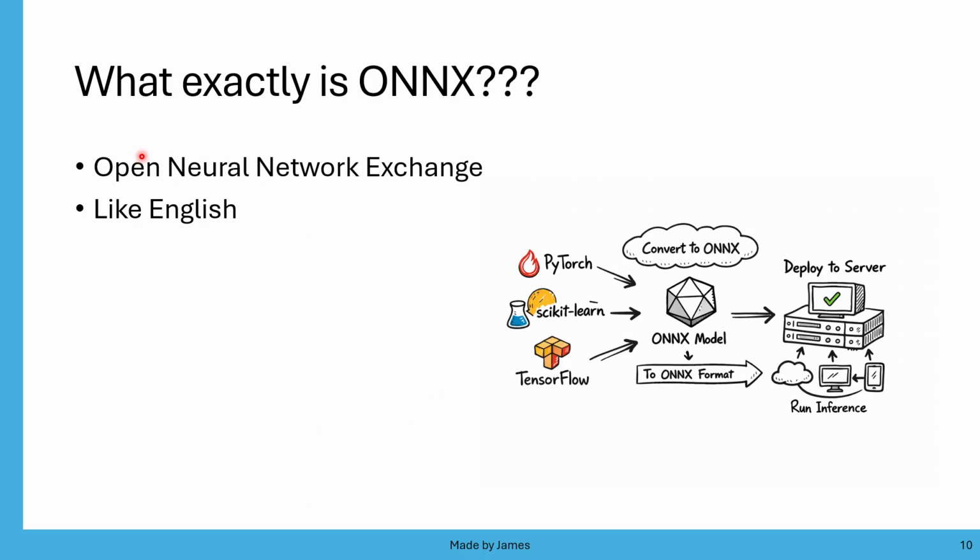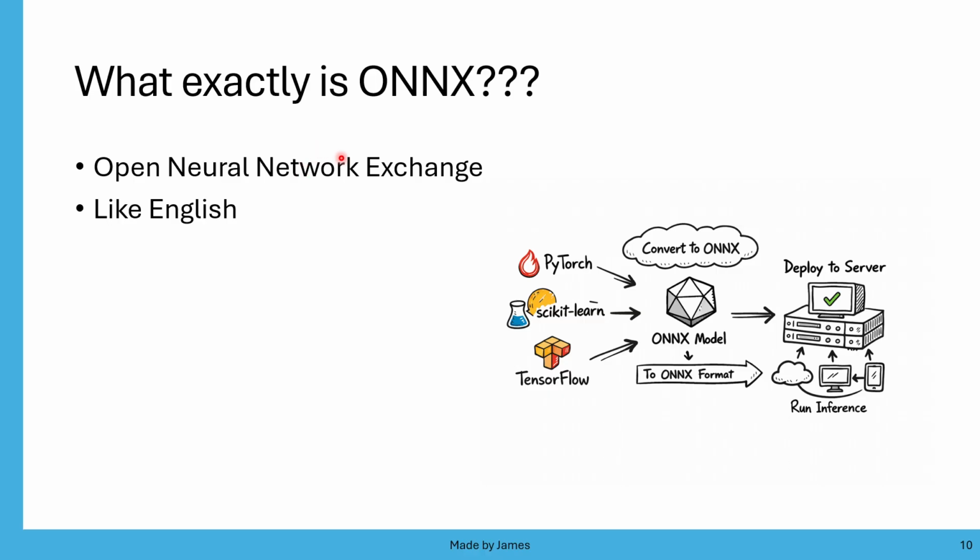ONNX is like the universal language, just like English of this world. Think of this scenario: a Japanese person is like PyTorch, and a Chinese person is like TensorFlow. They cannot communicate with their own mother language, but when they're using a common language, they can very smoothly understand what they want to express. So this is a very simple analogy.